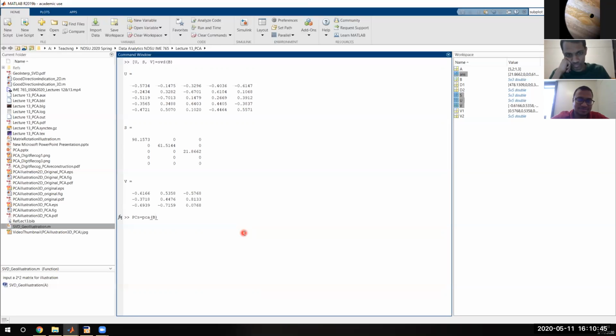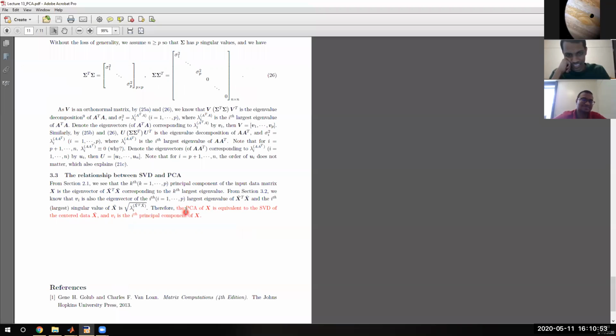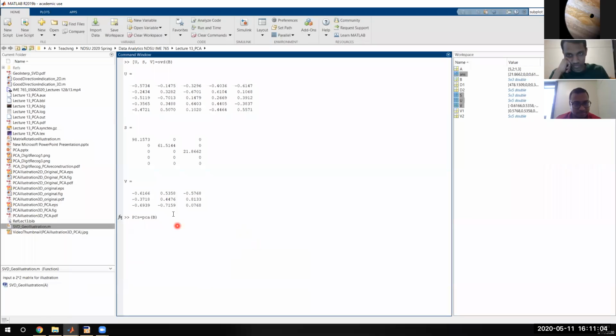Because I use B instead of tilde B, so that they should not be the same. I did it on purpose. Be careful about this. The PCA of X is equivalent to the singular value decomposition of tilde X. So when you center it, they're going to be the same, and if you directly do it, that's not going to be the same. Let's see it. Okay, so here you go. And the PCA is in this result. Look at this V versus this. They are not the same.